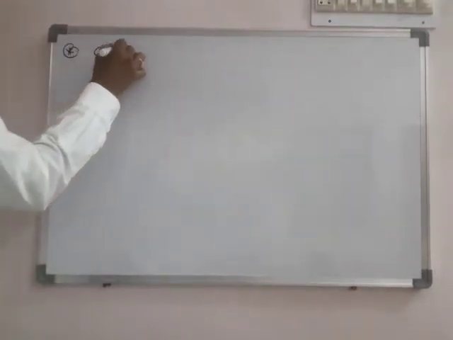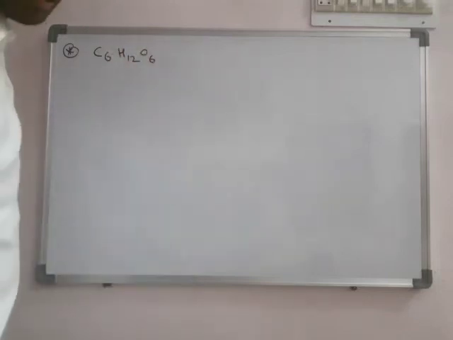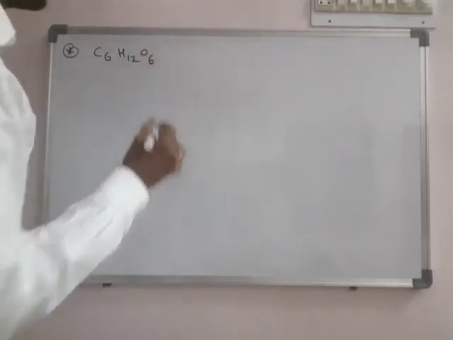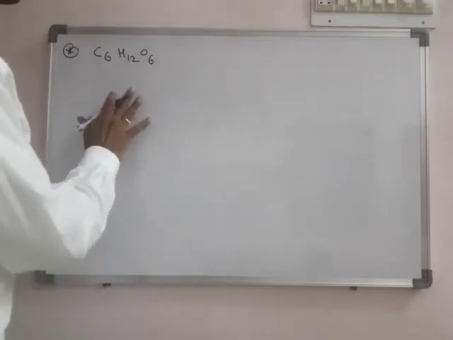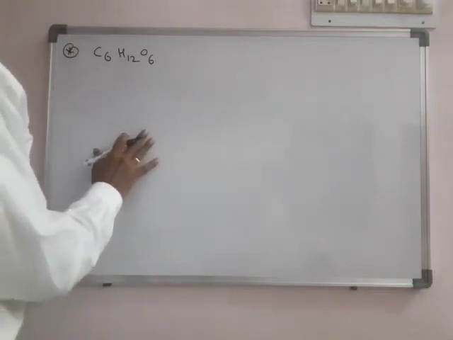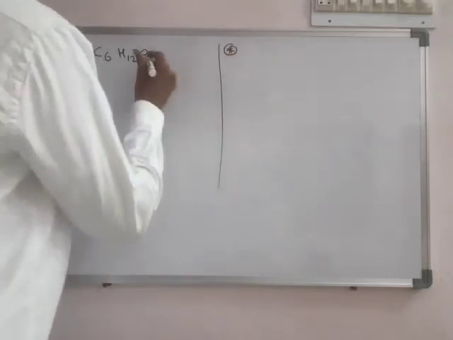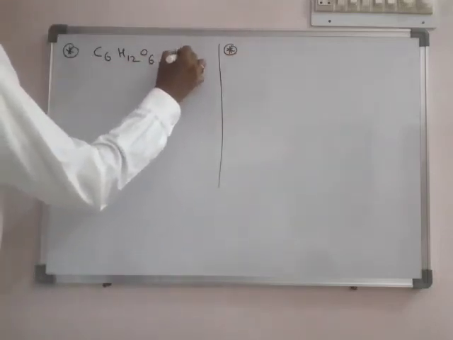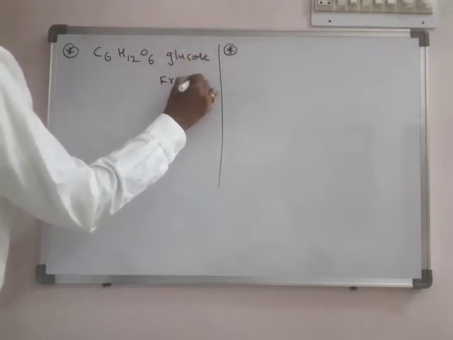Take C6H12O6. We know this. What is the name of this compound? It's glucose or fructose. Glucose and fructose both have the same formula. So it is glucose or fructose. I will write this only.